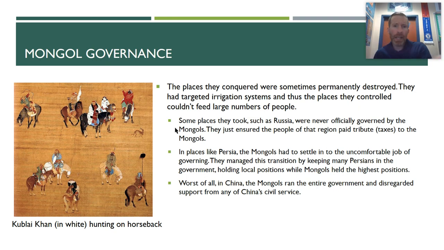But in other times, like the case in point with Russia, they don't really try to govern and take over. They put people into positions where they can collect taxes on behalf of the Mongols, and they just make sure that they get their money. But in places like Persia and in places like China, they're going to have to figure out how to govern. A lot of times, like in Persia, they leave that government structure that was already there pretty much in place, and just make sure that those people who are ruling there rule in favor of the Mongols.